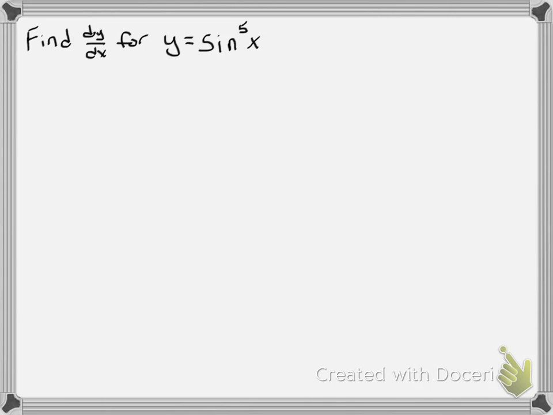So we have two functions going on here. We have the sine of x, that's a function, and we have something being raised to the fifth power. That's going to require a chain. I don't know how to handle that unless we have the chain rule.